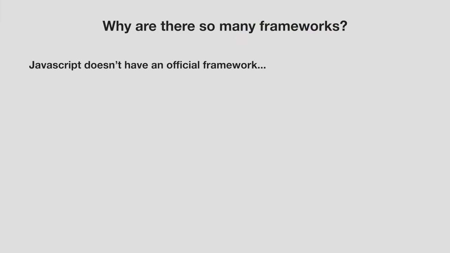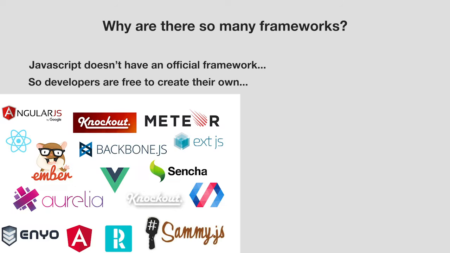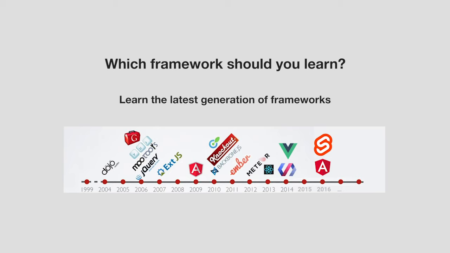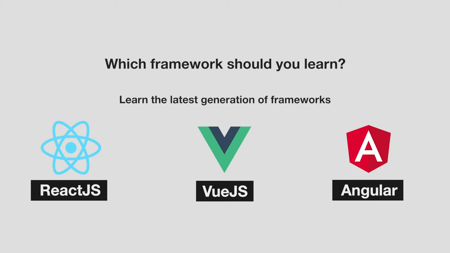JavaScript doesn't have an official framework like other languages, so developers are free to create their own. And boy, did they make lots of them. But if you want a job, you need to learn the latest generation of frameworks. Like an iPhone, frameworks are created in generations. Each generation has more modern features than the previous one. Right now, the latest generation is React, Vue, and Angular, so learn one of these.